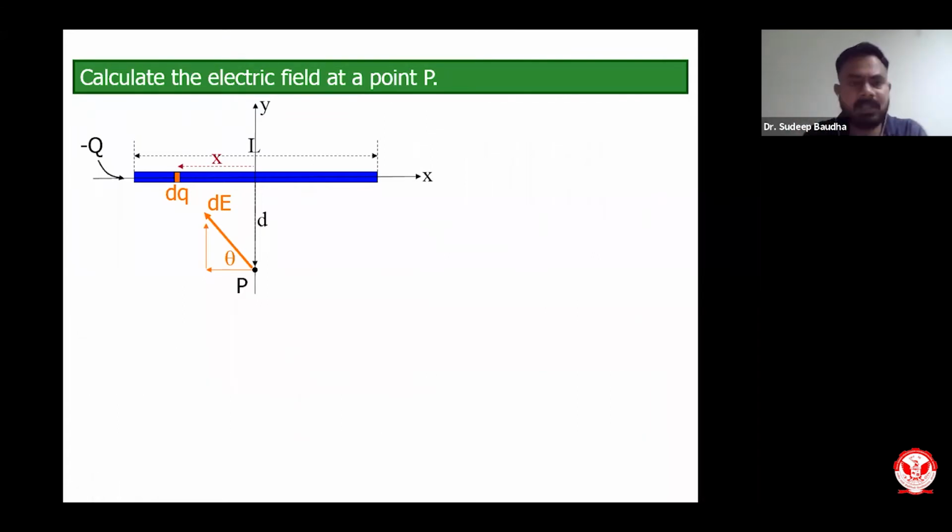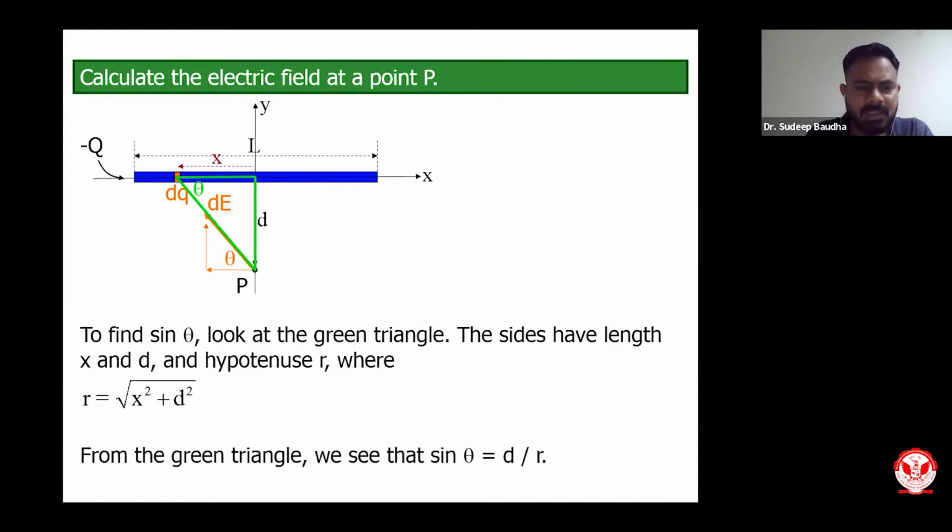So now let us try to analyze. It's very simple now. We are going to evaluate the Y component. So this is the theta, as you can see. From the analogy, I can write r, which is the distance between P and dq, that will be equivalent to root of x square plus d square.